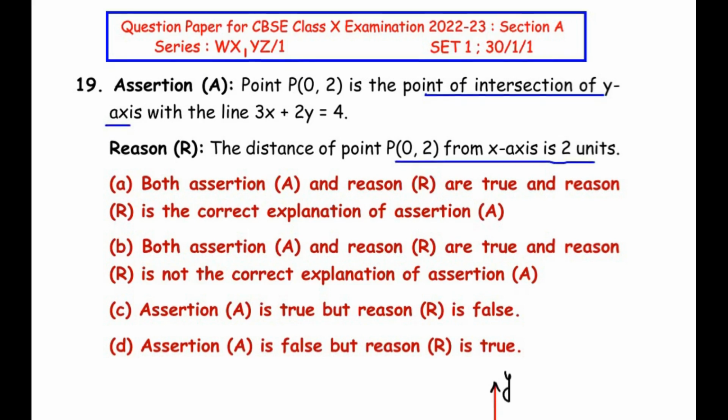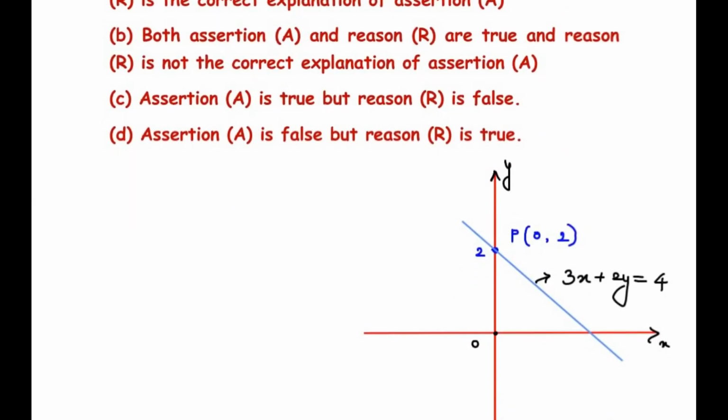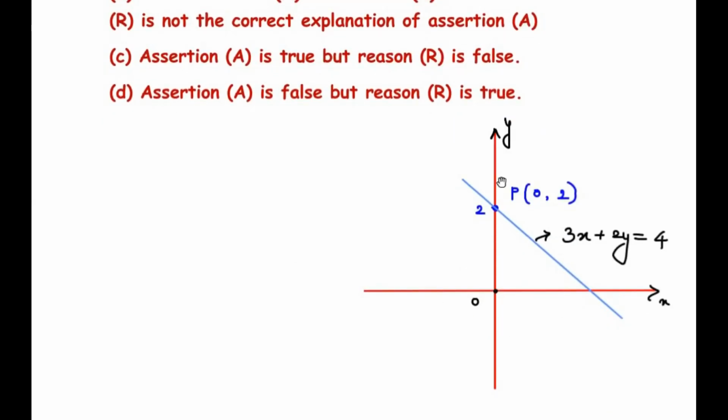Now here you can see that I have drawn a graph with the x-axis and with the y-axis, and the position of point P was given as (0, 2), which means the x-coordinate is 0 and the y-coordinate is going to be 2. So we can clearly see that the point (0, 2) is on the y-axis, and we have to confirm whether this line given 3x + 2y = 4 passes through the point P or not.